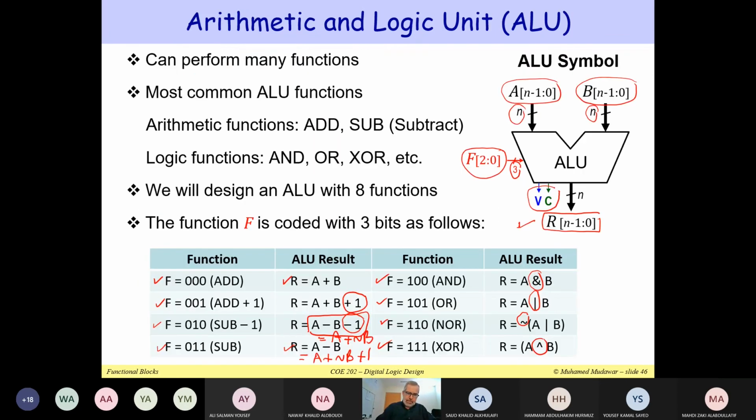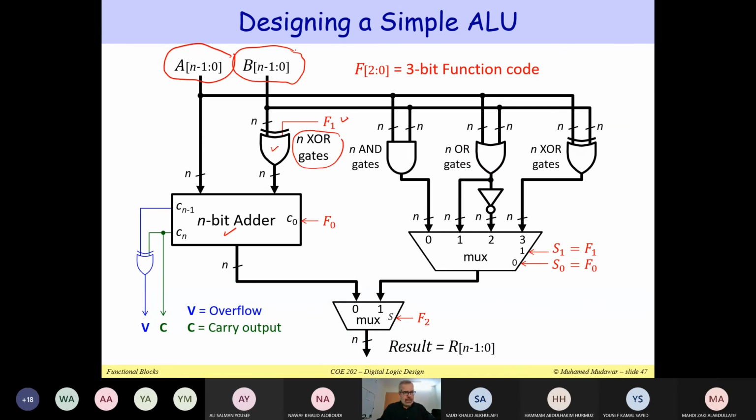Now notice that in this table, when F1 is equal to 1, then we would like to do subtraction. So when we would like to do subtraction, I need to invert B, I need to take not B. Not B is the 1's complement of B. We can use the XOR gate. So when you XOR with 1, you get not B. The output of the XOR gates will be not B.